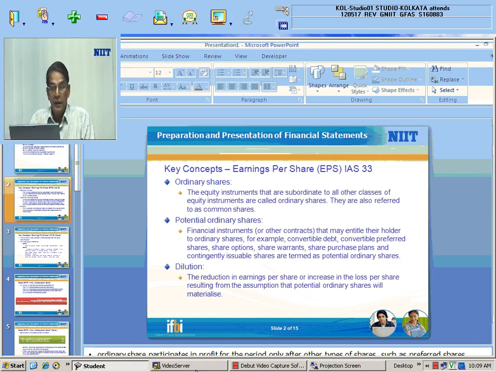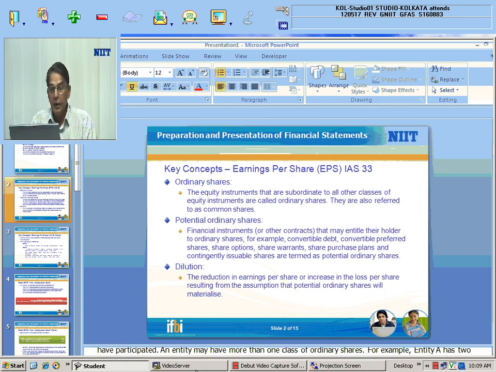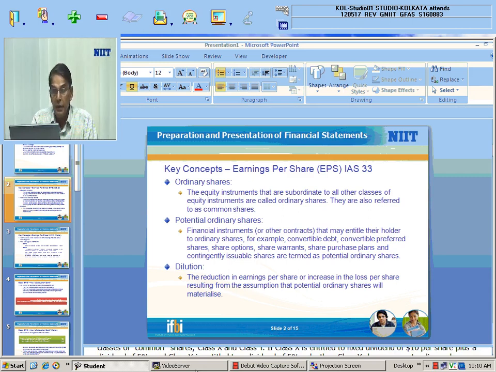For example, if an entity has two classes of common shares, Class X and Class Y, if Class X is entitled to a fixed dividend of $10 per share plus a dividend of 5%, and Class Y is entitled to a dividend of 5% only, then Class X shares are not ordinary shares because they are entitled to a fixed dividend of $10 per share. It creates a preference over Class Y shares. So Class Y shares will be subordinate to Class X shares.